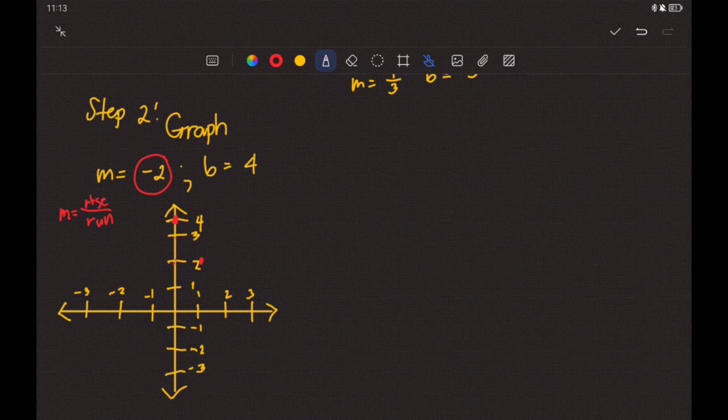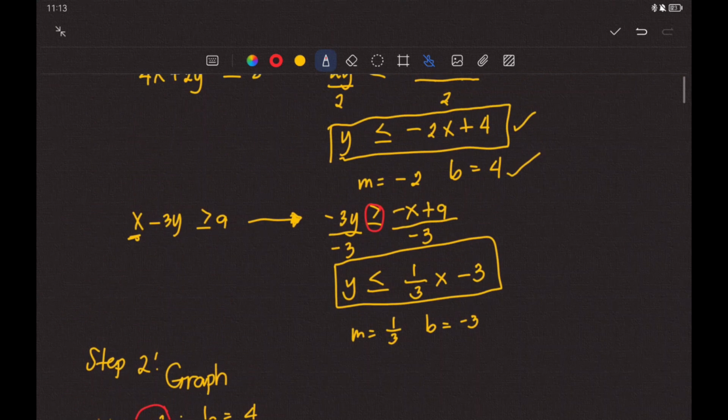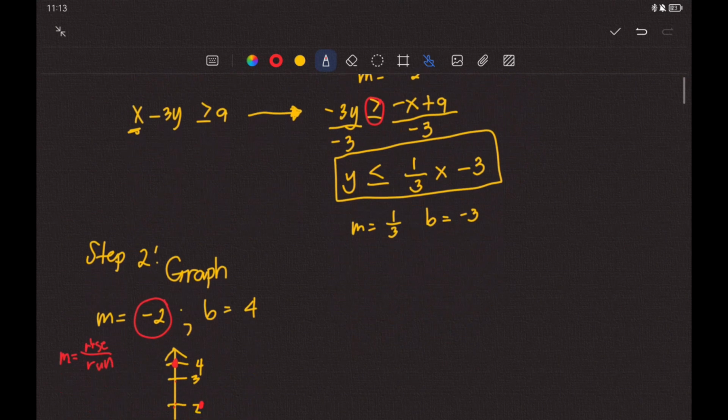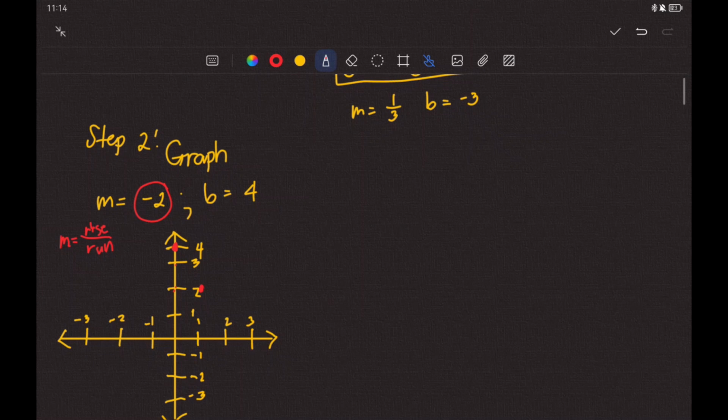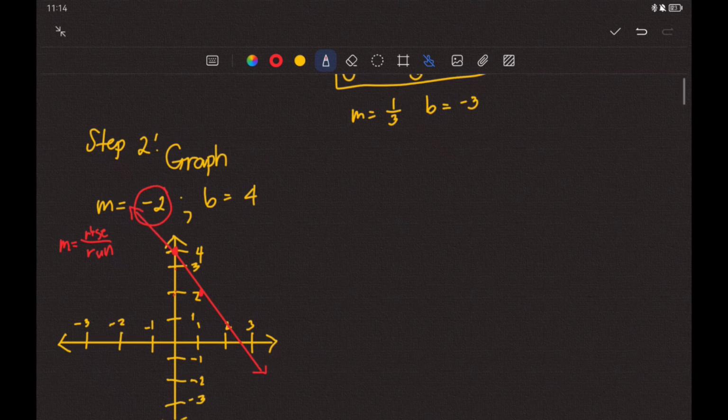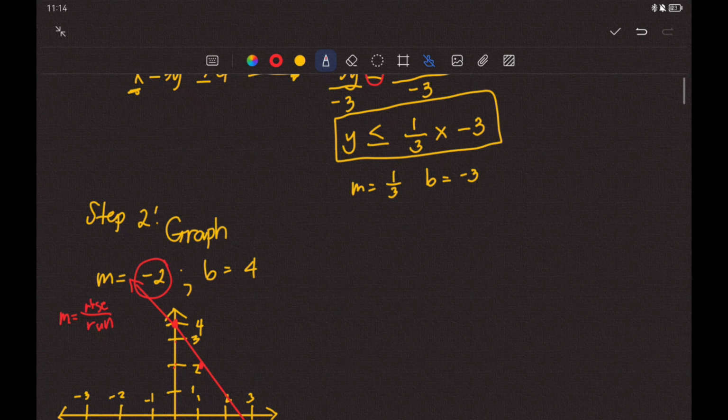Now, in connecting the points, we are going to use a solid line because of the inequality less than or equal to. So, we are going to connect this one. And for the graph of the second one, we have here the slope of m is equal to 1/3 and our y-intercept is negative 3.